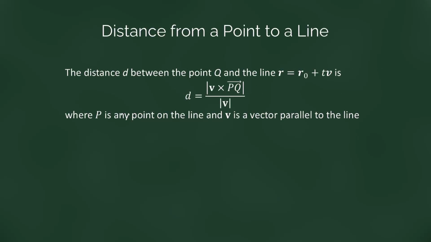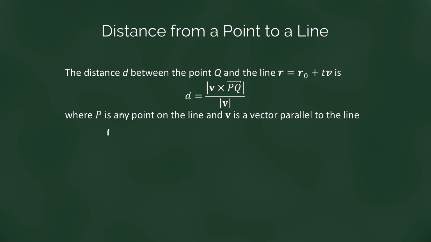Here we have a formula that tells us that the distance from some point Q to some line r equals r naught plus t times a vector v is going to be given by the cross product of that vector v and the vector PQ divided by the magnitude of the vector v. So P here is any point on the given line and v is any vector parallel to the line. So let's look at why this is the case.